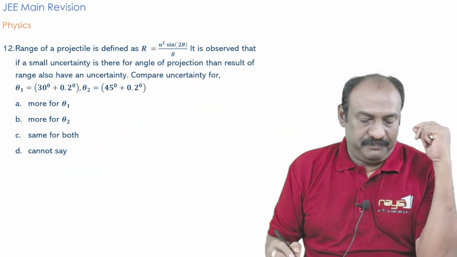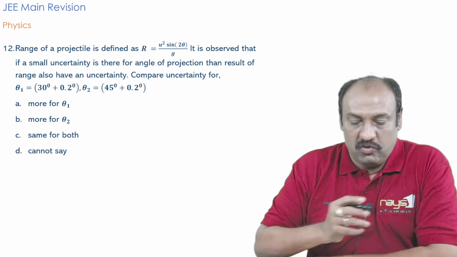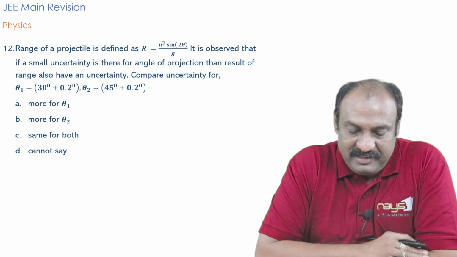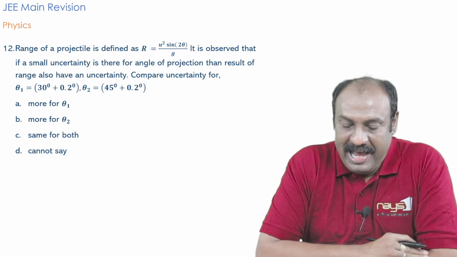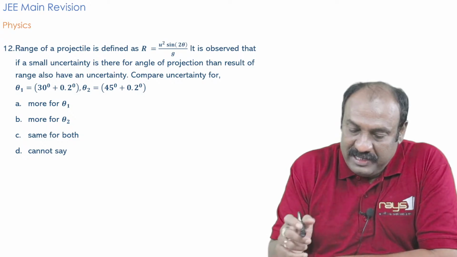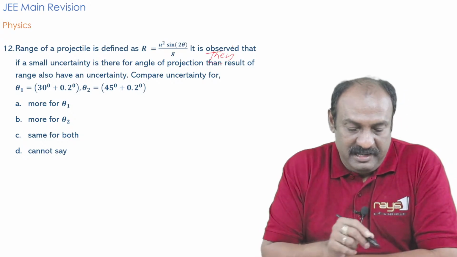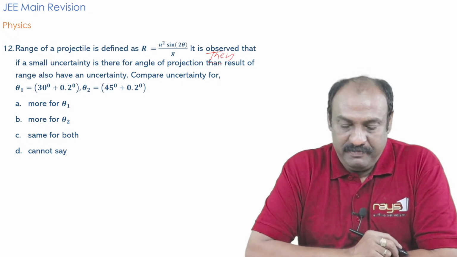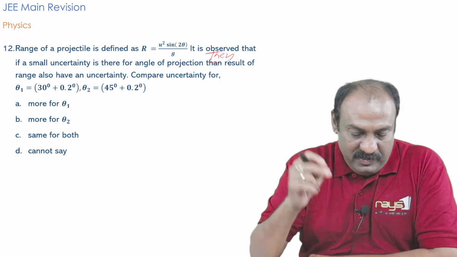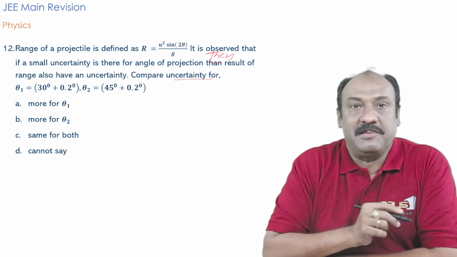Next question. The range of the projectile is defined as R equal to u square sine 2 theta by g. It is observed that if a small uncertainty is there for any angle of projection, then the result of range will also have an uncertainty. Compare uncertainty for theta 1 value and theta 2 value given in the four options. Compare uncertainty for these angles of projection.